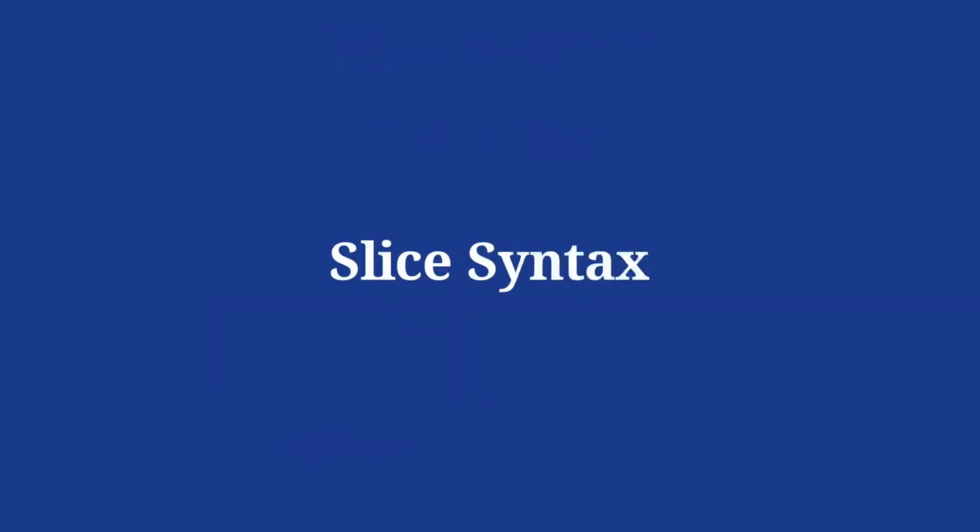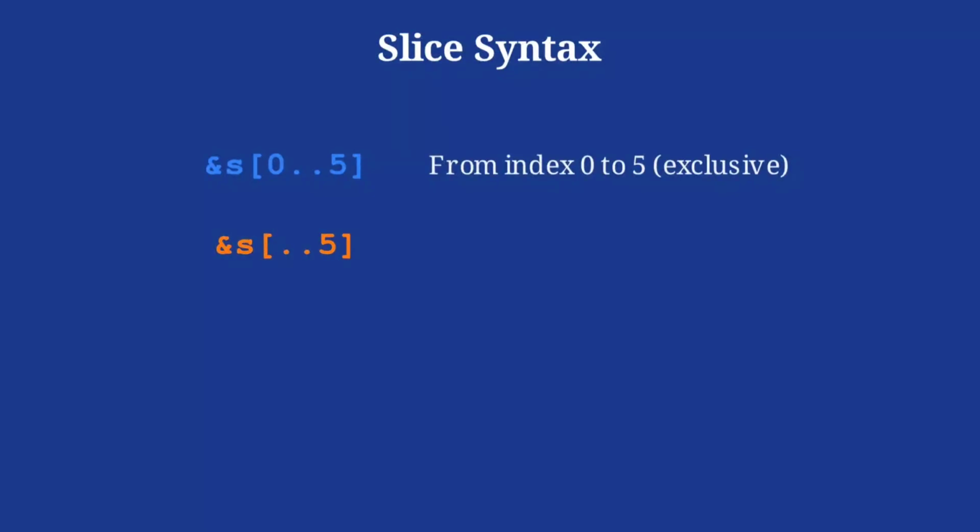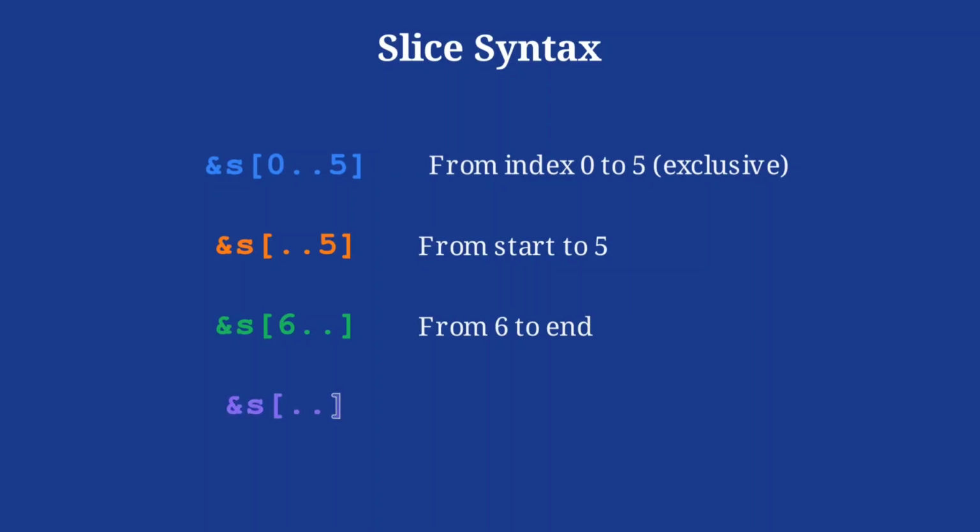This range syntax is very flexible, and &s[0..5] gives us a slice from the beginning up to index 5. If you're starting from index 0, you can leave it out, and write &s[..5]. This means from the start up to 5. Similarly, if you want to go from a certain point to the end, you can use &s[6..]. This means from index 6 all the way to the end. And if you want a slice of the entire string, you can use &s[..].